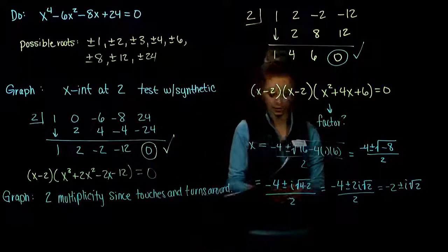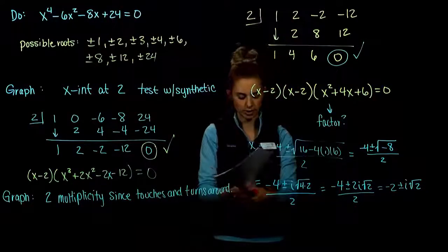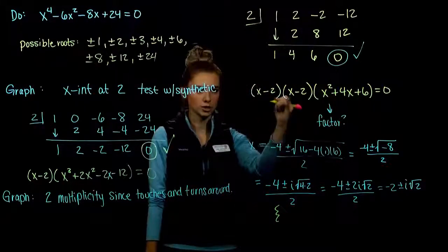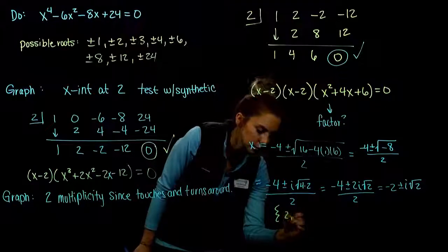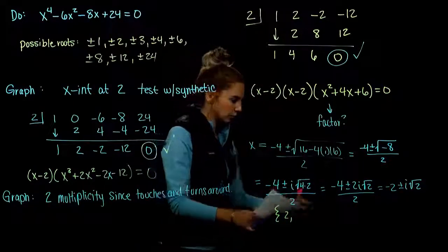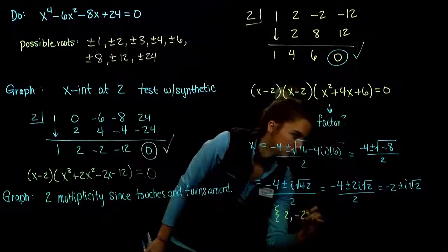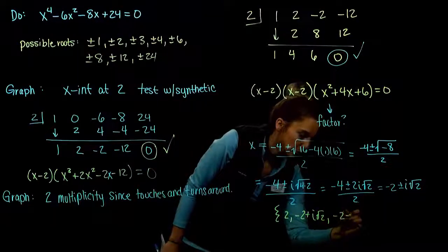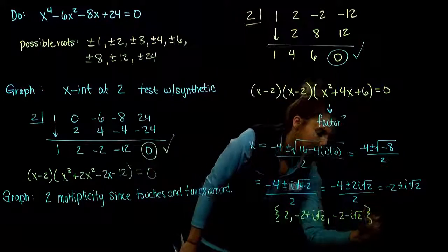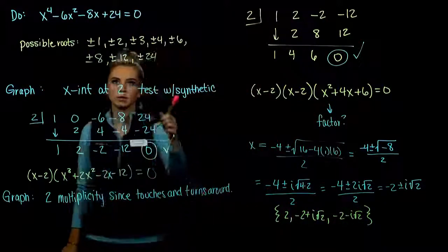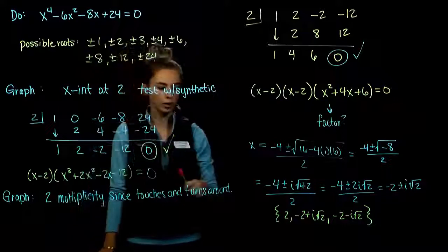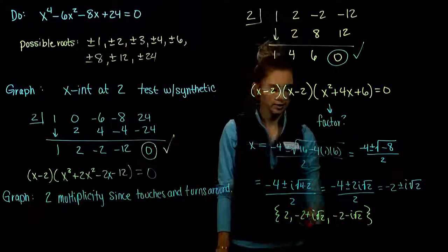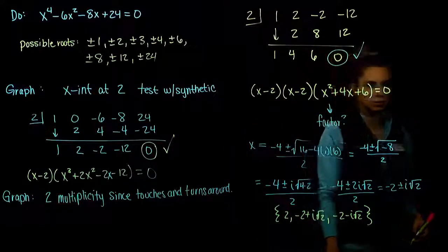So what are our different solutions to this equation? With our set notation, we never write repeats. So even though it's touching twice at 2, we only write it once. And then our other roots. One is at negative 2 plus i root 2. Other one, negative 2 minus i root 2. So we had a whole bunch of possible rational ones. The only one that actually worked was 2, and it was touching twice. And we had two imaginaries as well.